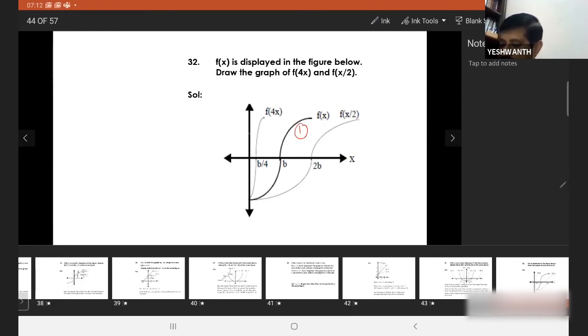4x means move towards the y-axis. x/2 means moved away from the y-axis. 3. Okay. Please note it fast.